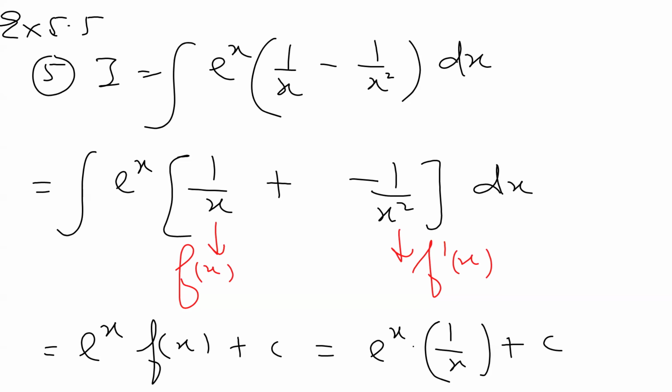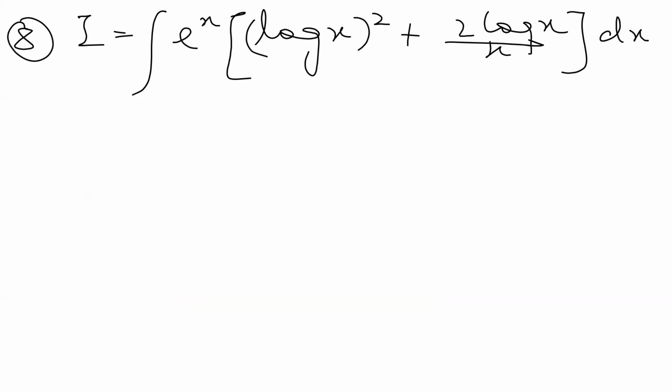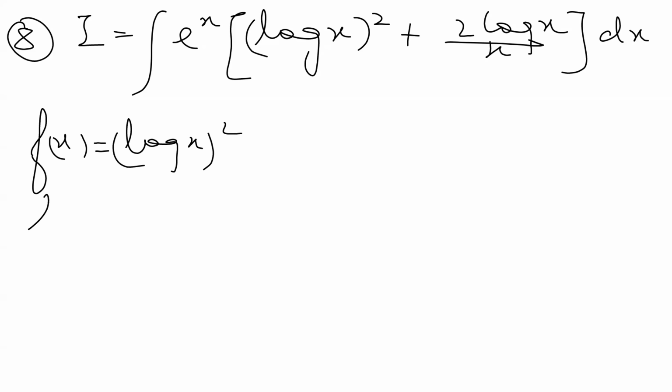Question number 8. Integration e raised to x, log x the whole square plus 2 log x upon x. So let f of x be log x the whole square. F dash x is the derivative of this. Chalo, let's derivate this.